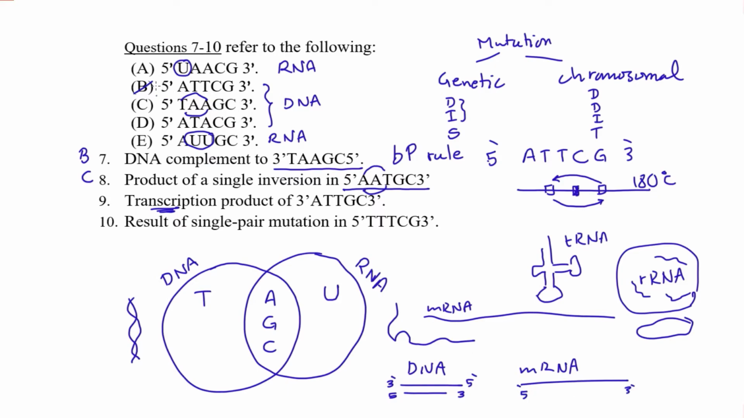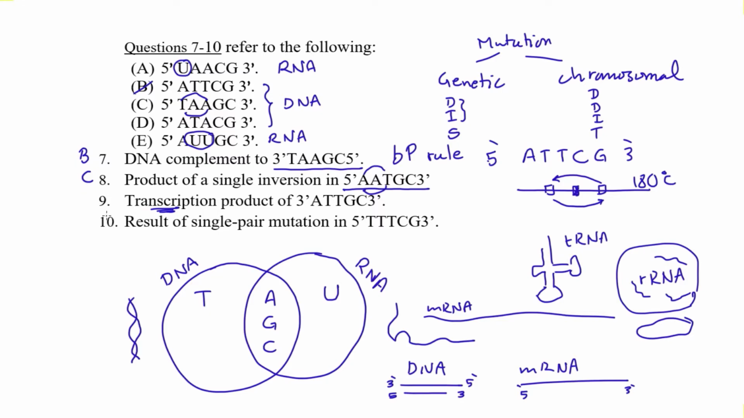So all of them will be right, because they will start with 5, 3. So all of them according to the direction are right. But don't forget the beginning point of this question today, we said that A and E belong only to RNA. So now you can reduce your choices to just A or E, okay?